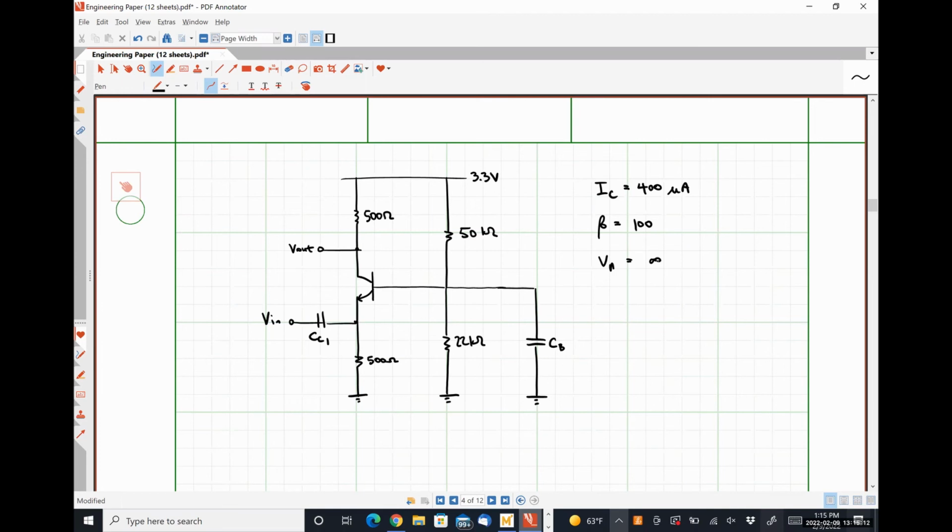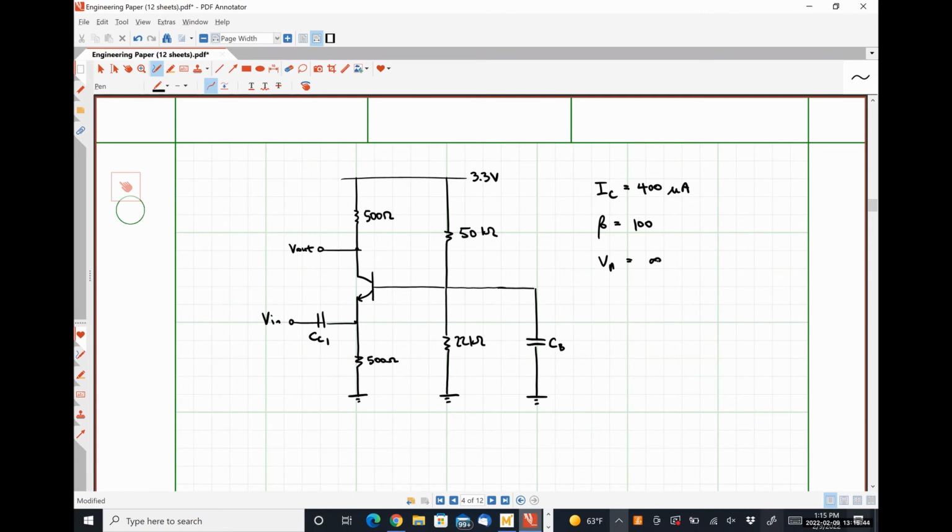So there is some form of emitter degeneration for sure, because there's a resistor placed between the emitter terminal and ground. But is this a common base, a common collector, or a common emitter amplifier? Common base, right? Anytime the input is applied at the emitter terminal and the output is taken at the collector terminal, it is a common base amplifier. As Mr. Boyle suggested, this is a common base amplifier with emitter degeneration, right?